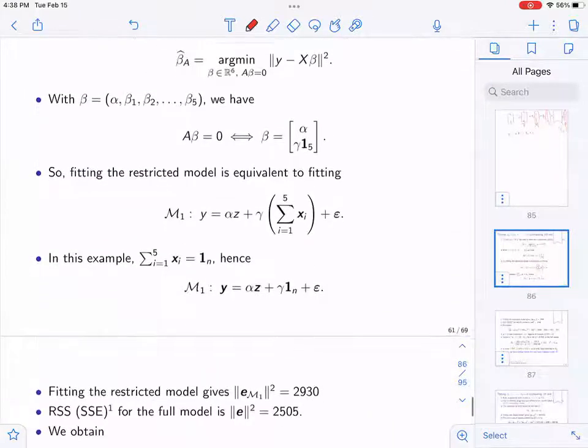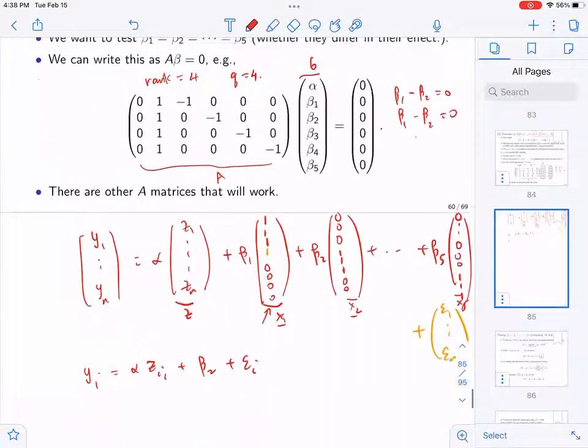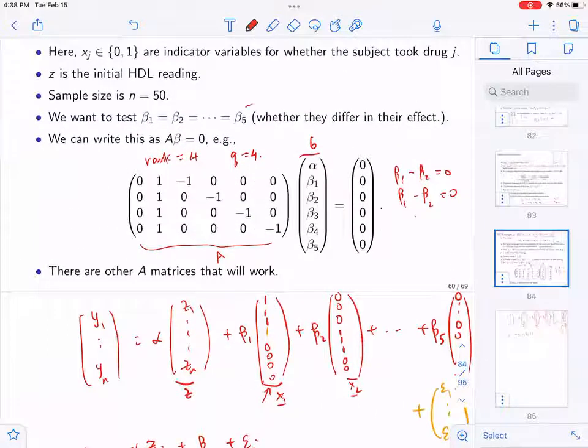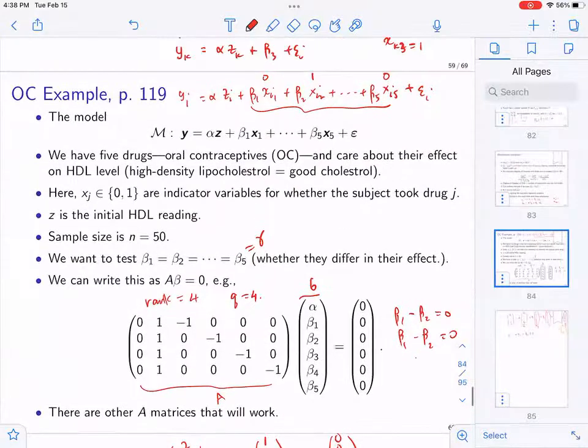Now for the restricted model, what I can do is set all of them equal to gamma. If I set all of them equal to gamma, then this would just give me gamma times x1 plus x5. This would be like gamma times a new covariate. And then I have another, alpha z. So that's the restricted model.